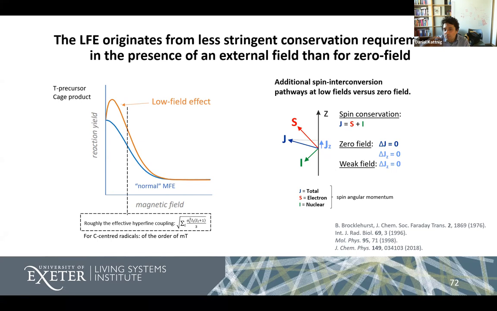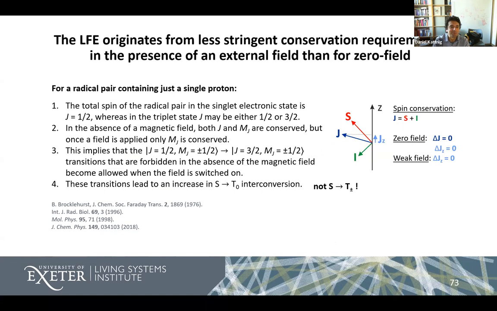This means that there are more pathways in the presence of a weak magnetic field that interconvert singlet to triplet states, meaning that the reaction yield can go up and only then go down again as the applied Zeeman field splits the states. This is summarized here for a radical pair that only couples to a single proton. For this radical pair, we can couple the singlet state with the proton to a total spin of 1/2, and we can couple the triplet state to a total spin of 1/2 and 3/2. In the absence of an applied magnetic field, both these total spin quantum numbers and their projections are conserved. But in the presence of a magnetic field, this is no longer the case.